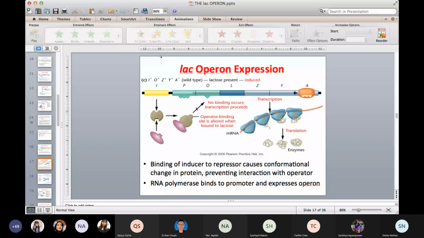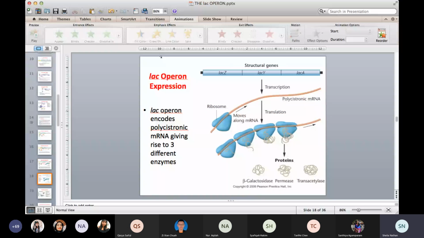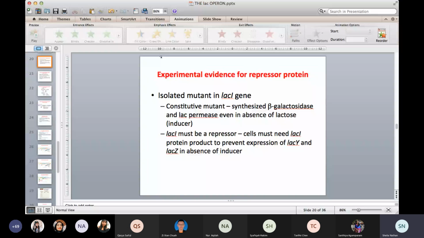All right. Okay. So these slides I'm going to skip. They're just experimental information on how the LAC-I gene was first identified and the role of the LAC-I protein as a repressor. So that's left to you to go and read it yourself.